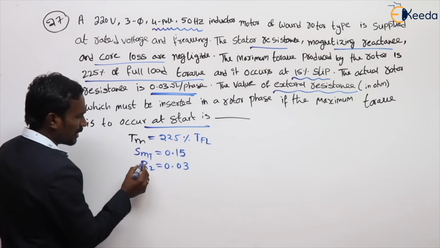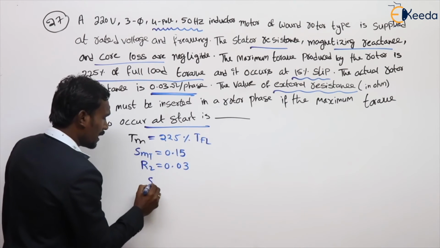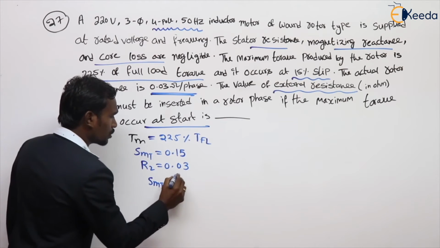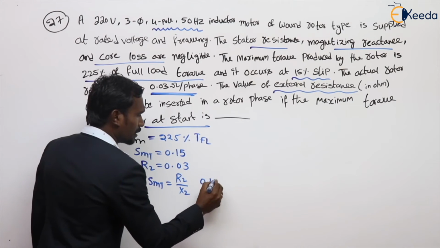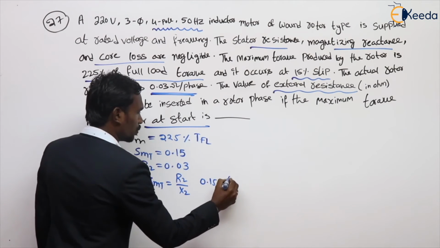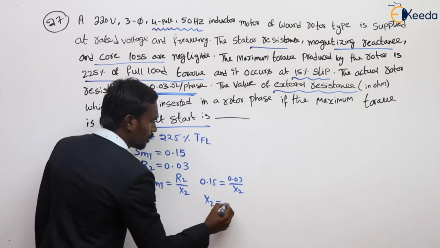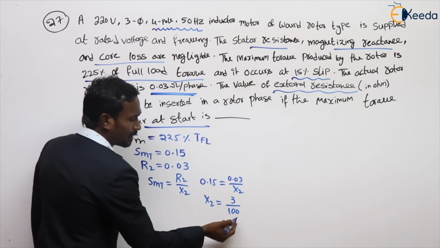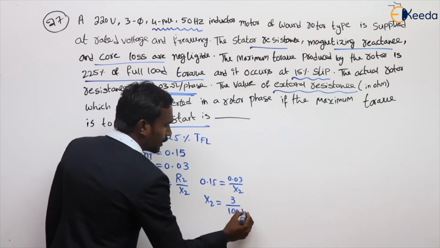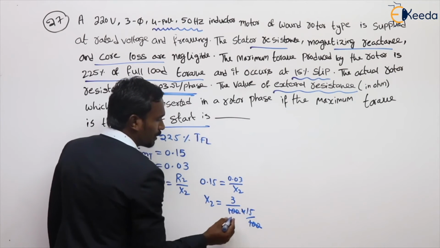Then here R2 is there, SMT is there. Can you tell me what is X2? SMT is equals to R2 by X2. SMT is nothing but 0.15 is equals to R2, 0.03, and X2. So X2 is equals to 3 by 100 into 15 by 100.